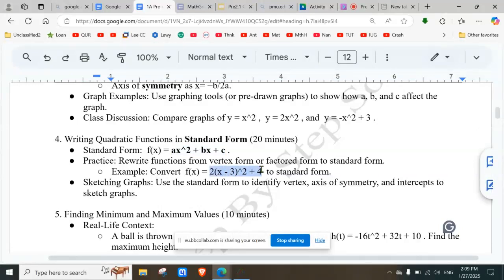Now, sometimes we get an example like this: 2, open parentheses, x minus 3, all to the power of 2, plus 4. He's asking you to write it in standard form. How can we write it in standard form? That's what we're going to learn after the break. Okay? Take a 10-minute break, and when we come back, we'll continue.